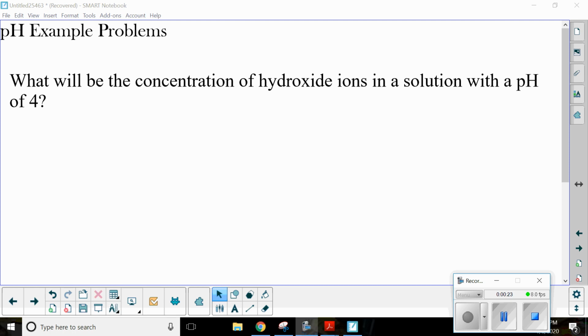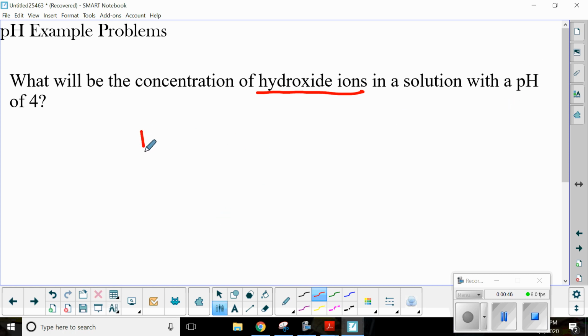It says, what will be the concentration of hydroxide ions in solution with a pH of 4? So here is where people are getting screwed up. They're asking for the concentration of hydroxides, not the concentration of hydrogens, which is what the pH indicates. So if I've got a pH of 4, that means that my concentration of hydrogens is going to equal 10 to the negative 4th.